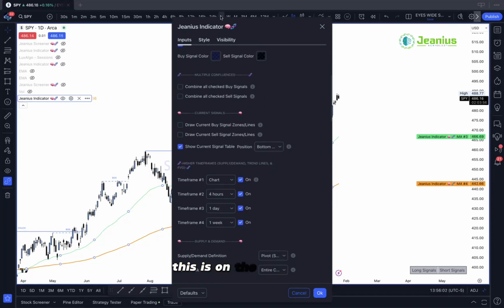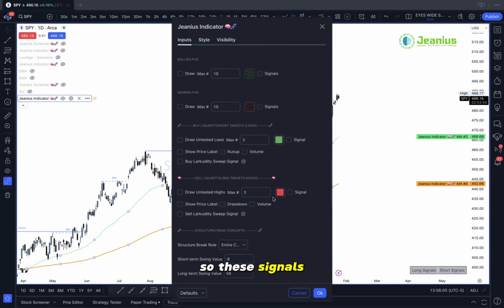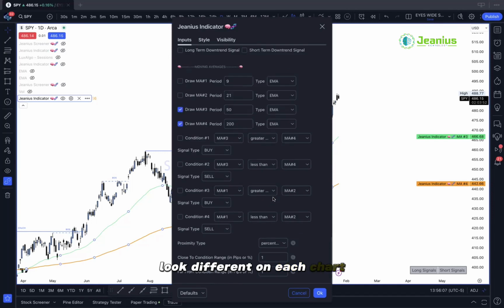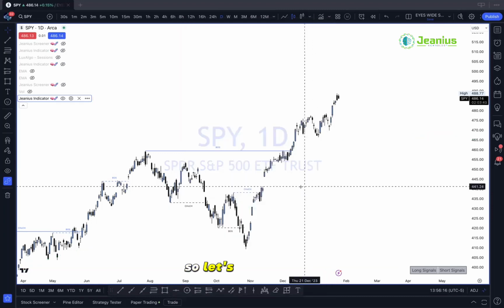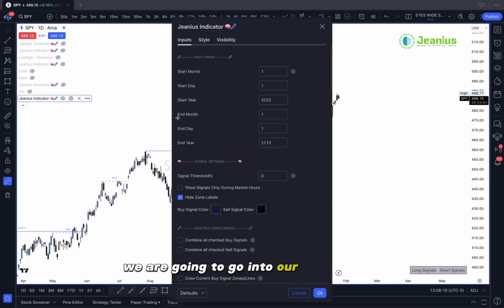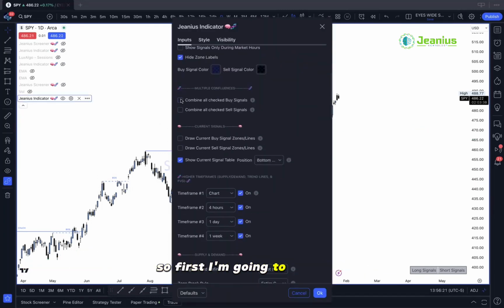And remind you, this is on the daily chart, so these signals look different on each chart. This is just the daily. This could look completely different on the 10-minute, on the 1 hour, or whatever. So let's wrap this up. We are going to go into our confluences. First I'm going to check on combine all checked boxes for buy and sell.